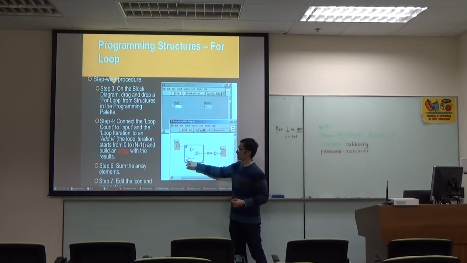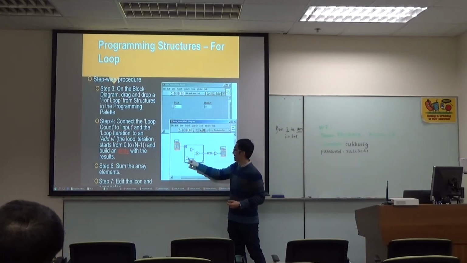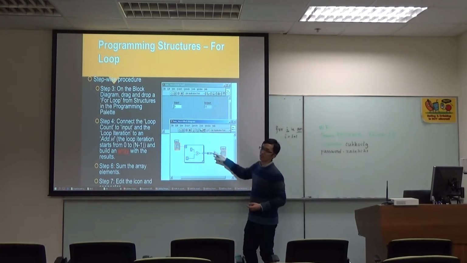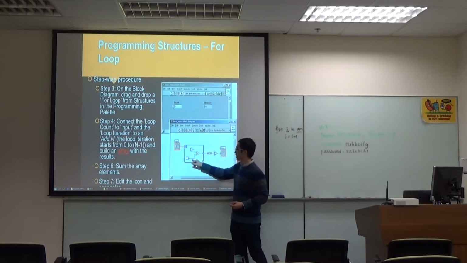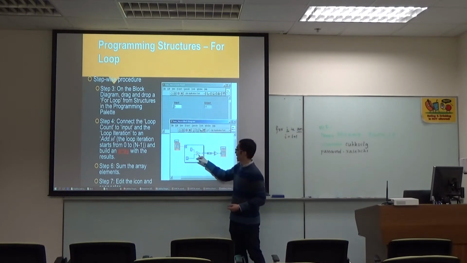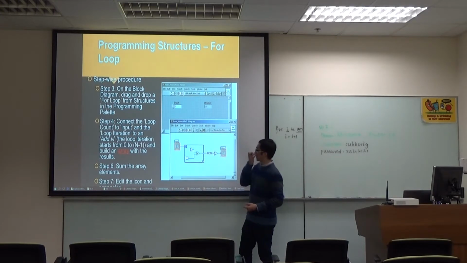The I is the iteration number. It has to start from 0 to n. What can we do with I? It's just like for I in something, we can start from 0 to something. If you want to start from 2 or from 3, then you need to do I plus 1 or I plus 2. And then you get an output, and you can do something related to the for loop.